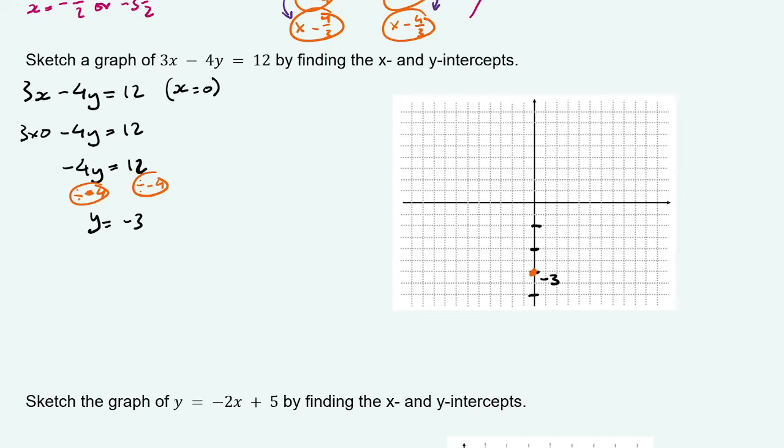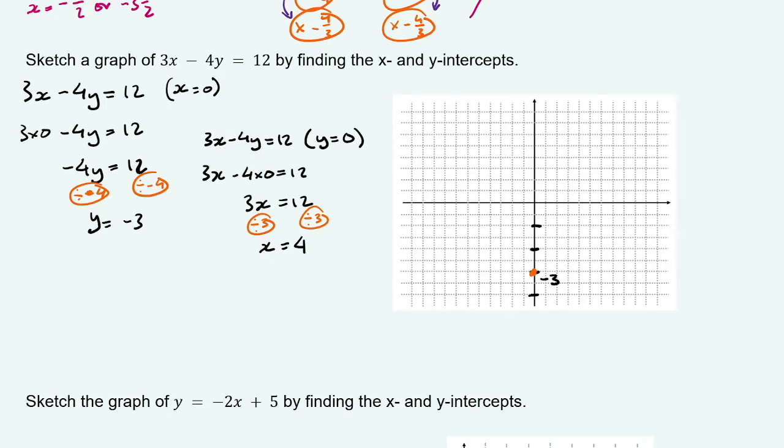I want to find the x-axis intercept now. And to do that, I want to do y equals 0. So I pop that in. That gets rid of that 4y part, because 4 times 0 is 0. So I'm left with 3x equals 12. Divide both sides by 3. And x equals 4. And this time it's a positive 4 because we have positive 3 going on.